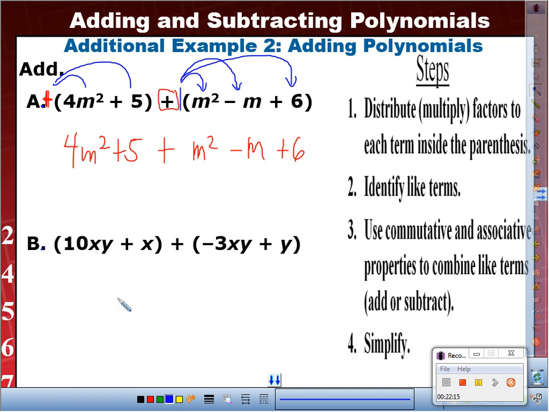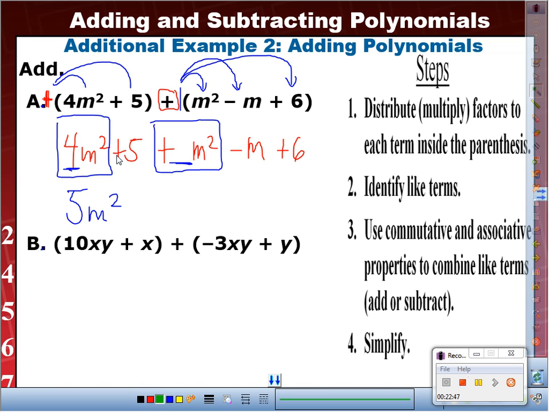Yeah, copy that, and I'm going to do the first term. I'm going to box the 4m squared. Is there another m squared? Yes, right here. So, m squared. What happens to the coefficients? 1 plus 4, what is that? 5. Next, instead of going with a constant, I'm going to go with a variable. Negative m. Is there another m? No, so I bring that one down. Minus m. And at the end, my constants. 5 plus 6, that's 11. And I'm done.